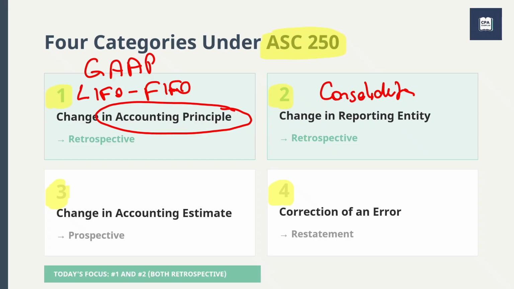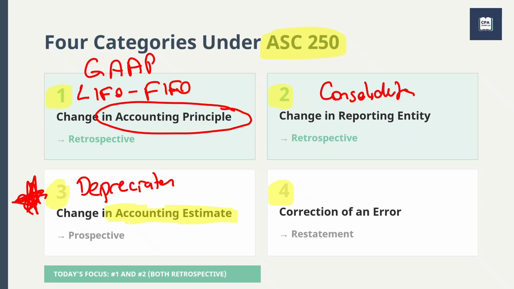Number 3 is the change in accounting estimate. This area is huge. They love to ask questions from here. This one is basically we got new information and based on this we are changing our estimate. The most common example is depreciation. If there is a change in depreciation, this is considered an accounting estimate.